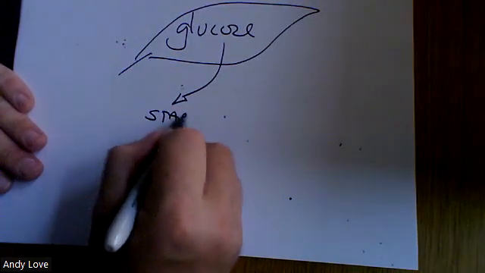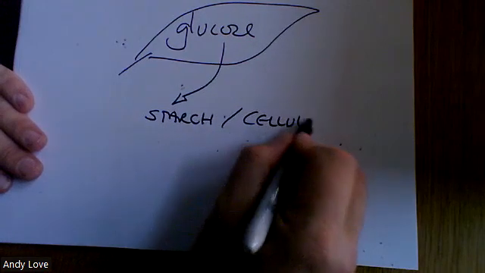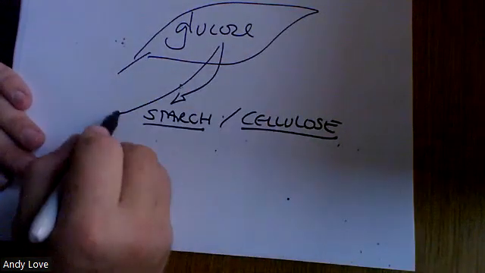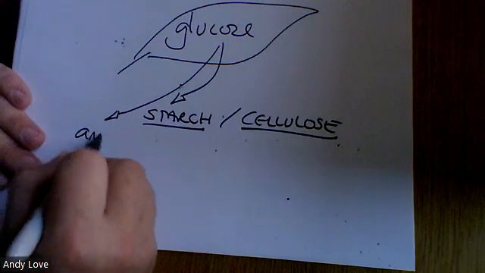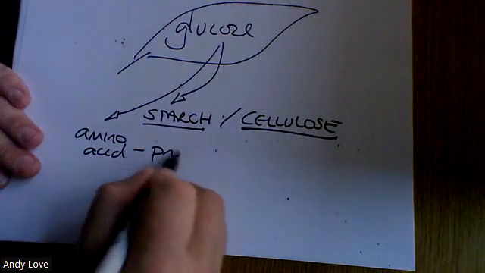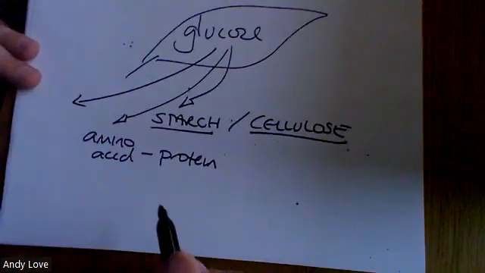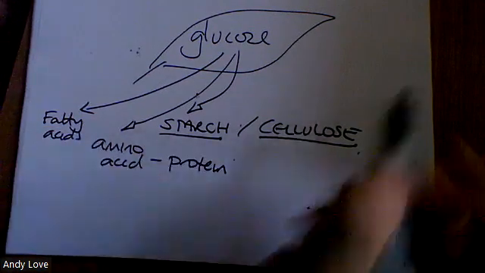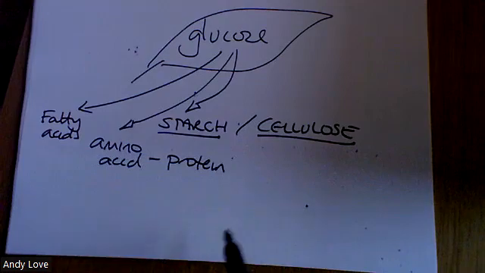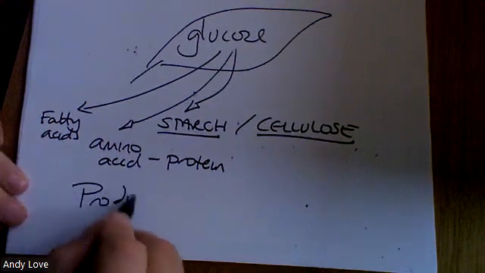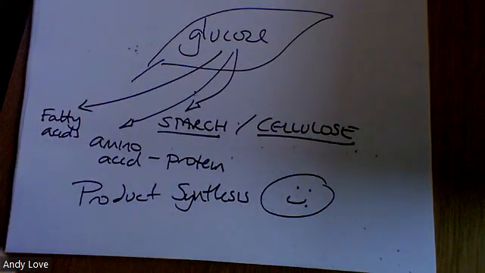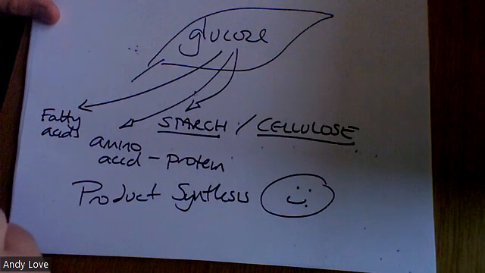That glucose can be polymerized into starch and cellulose, which is important for storage and making cell walls. But do you know what? That glucose can also have nitrogen added to it and turn into an amino acid for your proteins. It can have more hydrogen added to it, so it can be turned into fatty acids. With that glucose, it can make a wide range of organic molecules, and we call this product synthesis. Plants are clever. They make organic molecules.